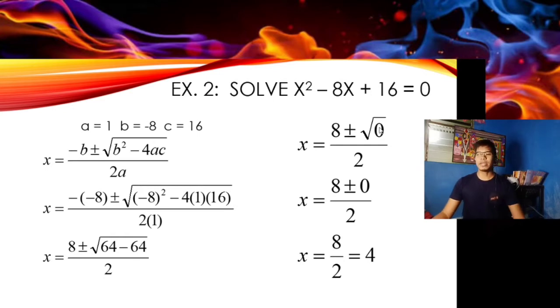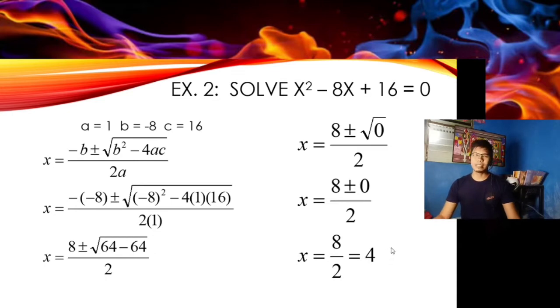By simplification, the square root of 0 is 0. So that is 8 plus and minus 0 all over 2. As you can see, this will not affect the equation. So we will have 8 and 2 only. 8 divided by 2 is equal to 4. As you can see, we have only one solution here.